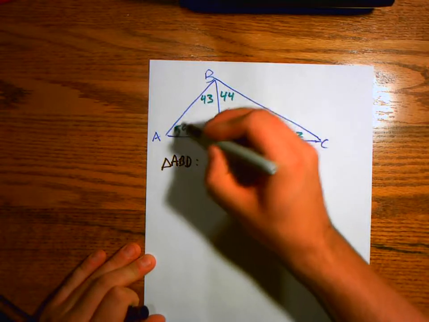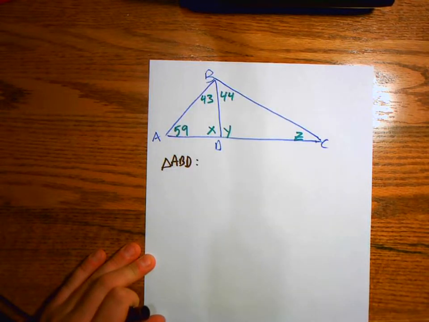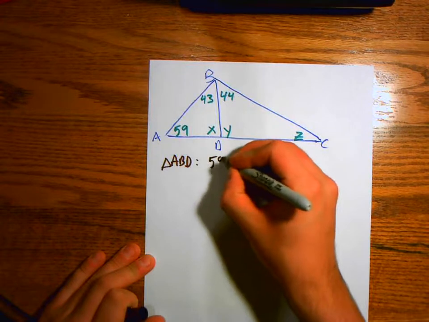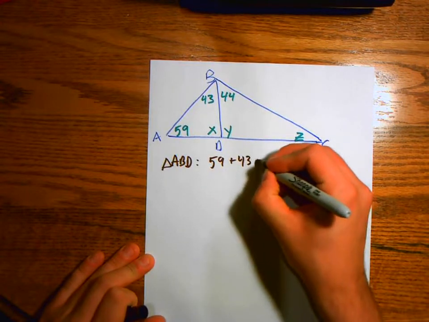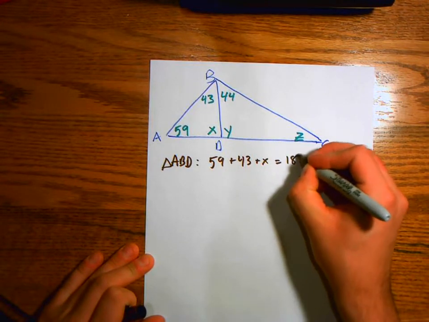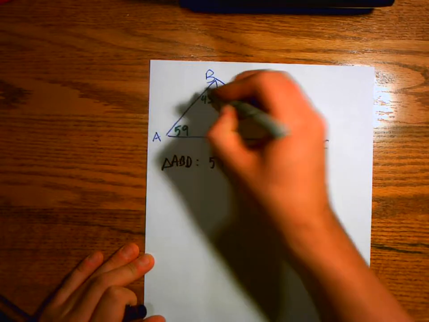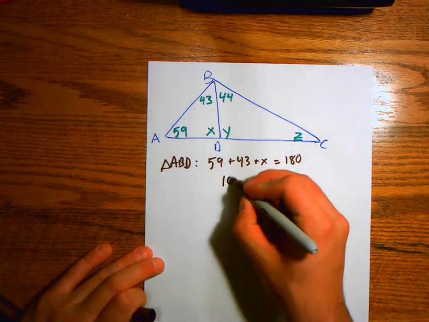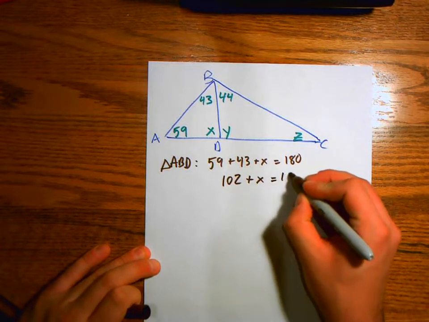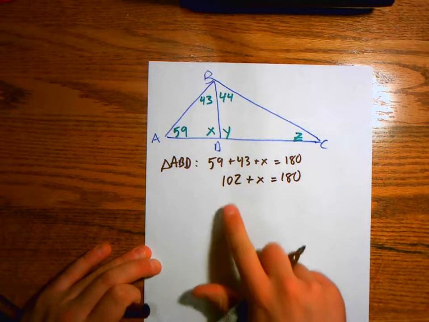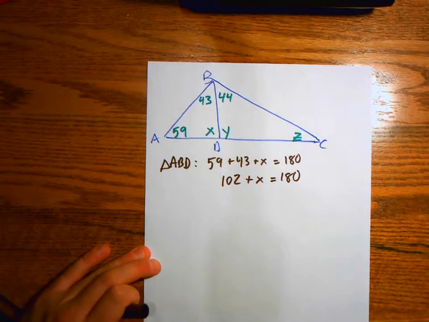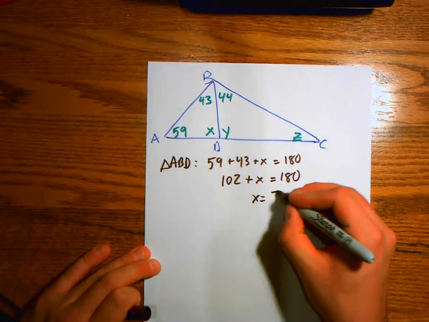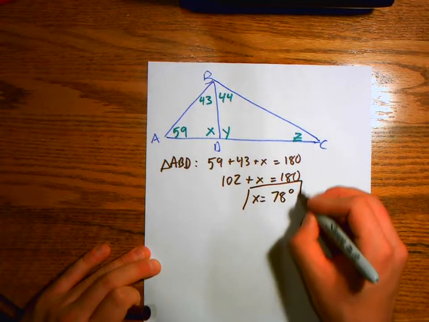we know that all three of these are going to add up to equal 180. So 59 plus 43 plus x will equal 180 degrees within this triangle here. 59 plus 43 is equal to 102. And then subtracting 102 on both sides of my equation, I get x is equal to 78 degrees.